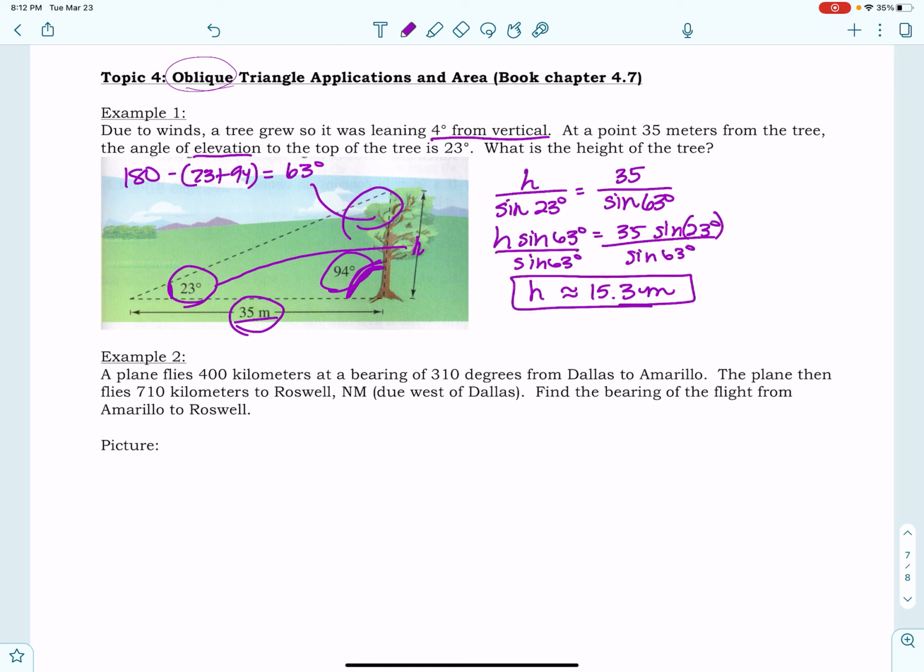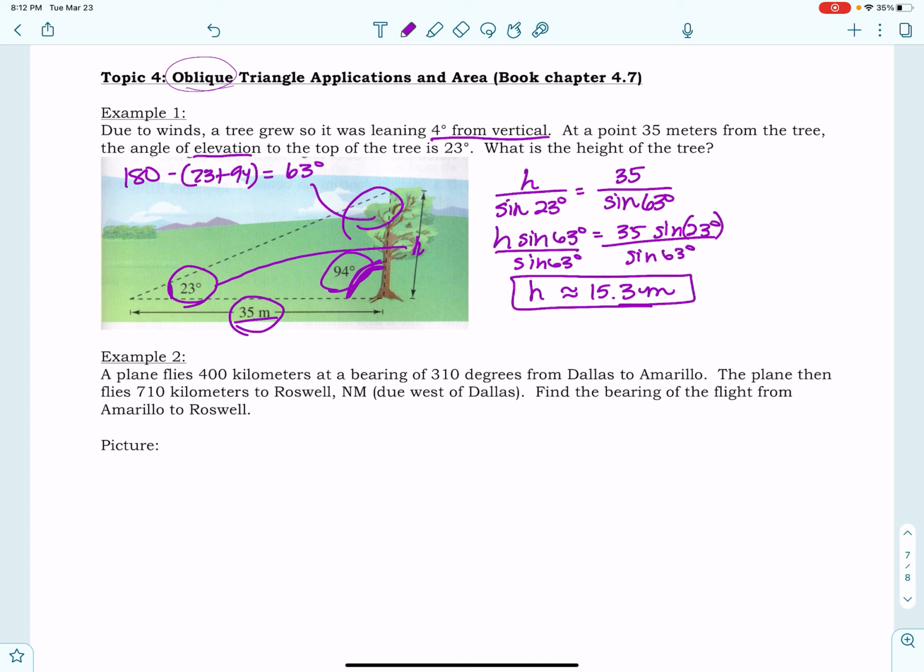Groovy. All right, so this video is really short, so I'm going to go ahead and look at my next example, which is also an application problem for an oblique triangle, but this one's a little trickier because I don't give you the picture. Sometimes drawing the picture is actually more challenging than doing the work. So let's spend some time on this.